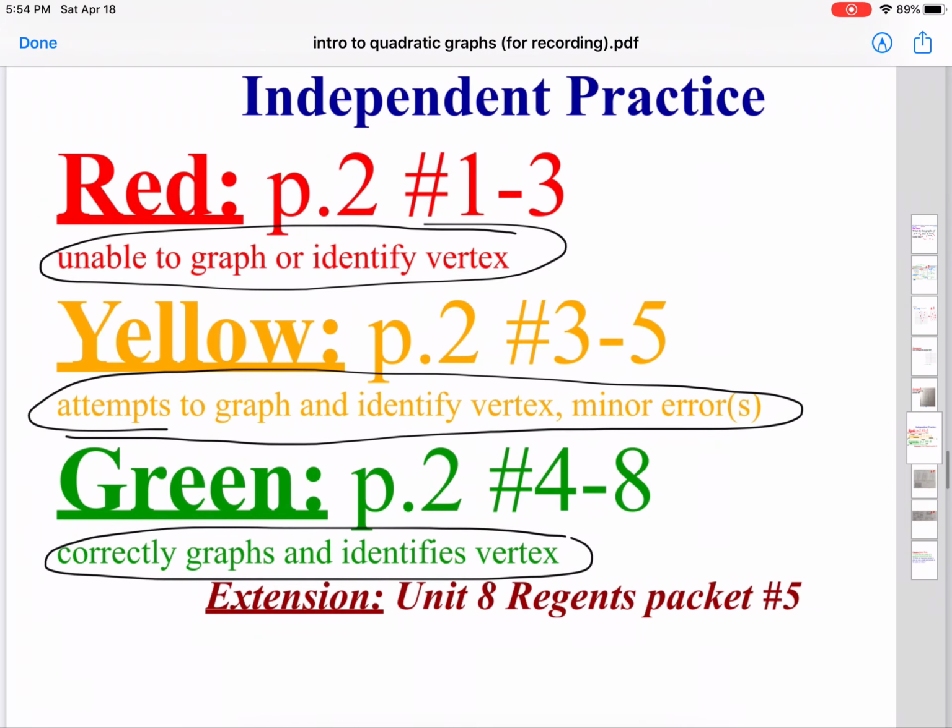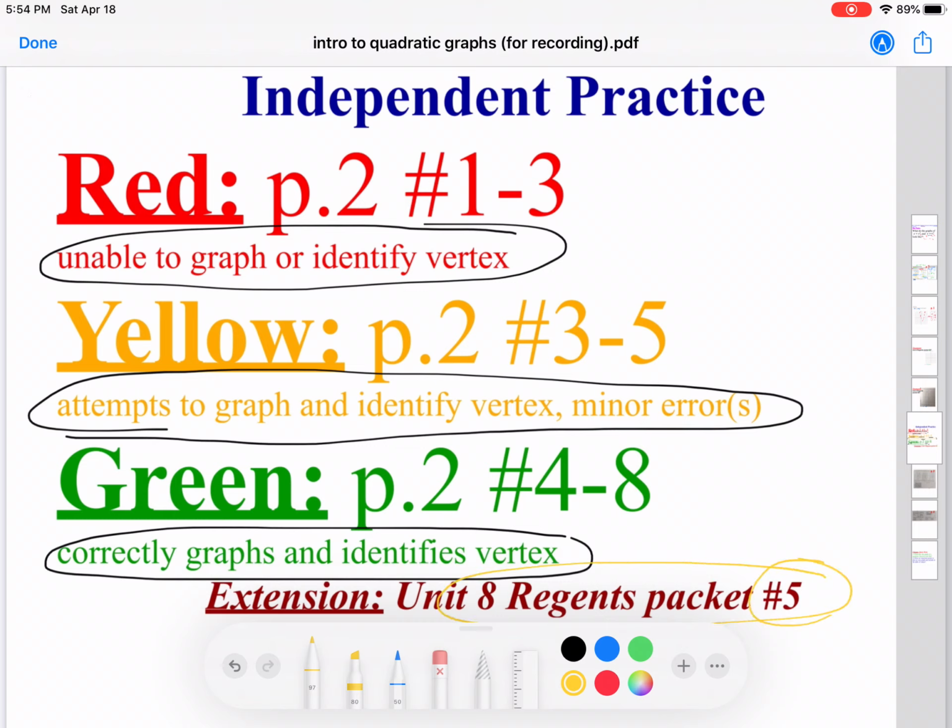For everyone that's practicing, please take note that now in your Regents packet, you can now answer question number 5 in the Regents packet. So right now, please go ahead and pause your video and go spend about 10-15 minutes working on your practice, and then come back to check your answers.